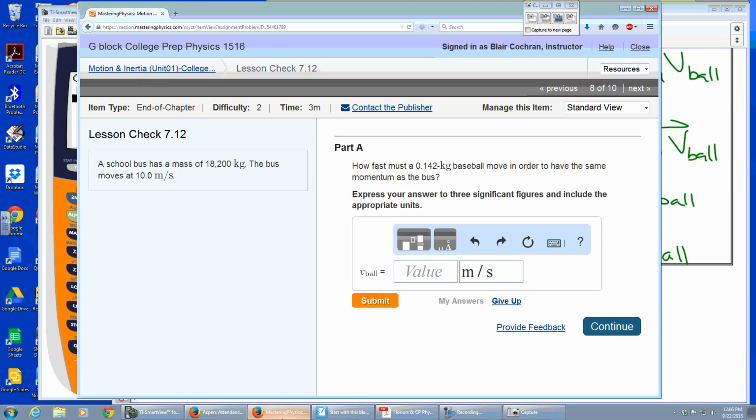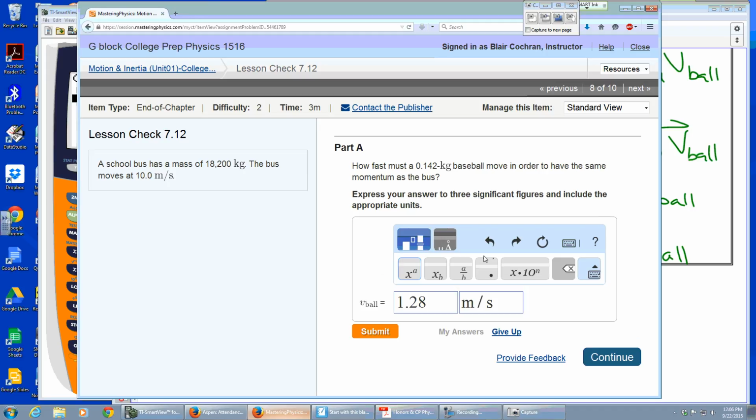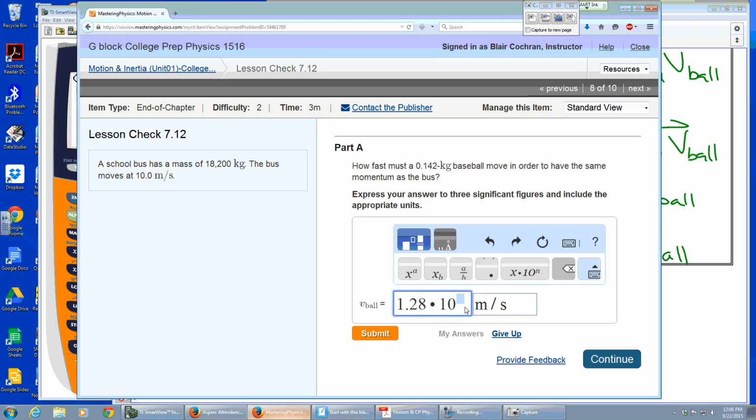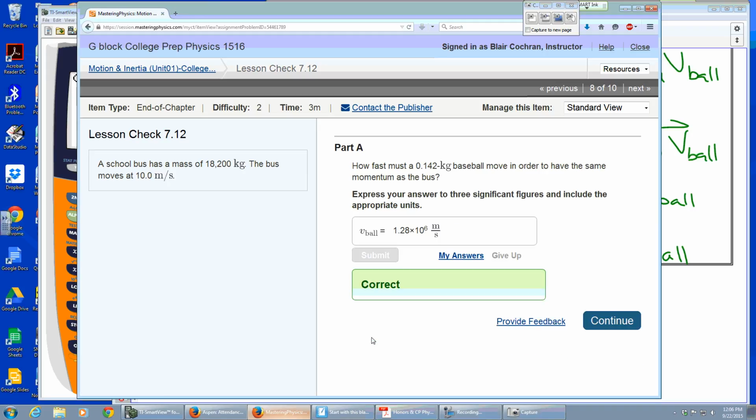I love it. So I'm going to put in my answer, 1.28. Now I've got to do that times 10 to the 6. And where that is, I use the left-hand button here, x times 10 to the n. So I put that in, and I put 6, and I hit submit, and I got it right. Yay! I love getting them right.